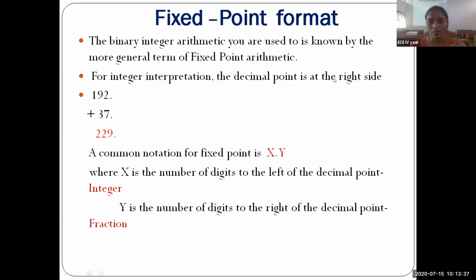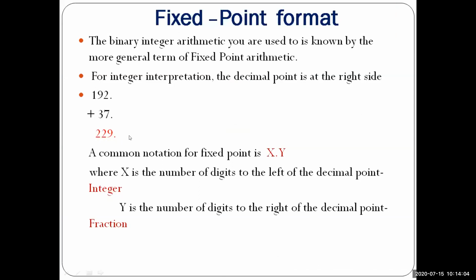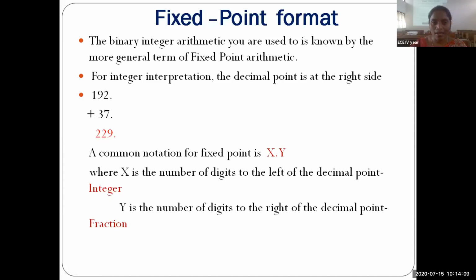So see the topic first. This is fixed point format. First we are discussing fixed point format. Simply, fixed point format is nothing but binary integer arithmetic. In general we use binary representation, right? Suppose I take 192 plus 37. What is the answer? 229. Is it integer or fraction? Only integer, right? I take two integers and the addition also gives only an integer value.